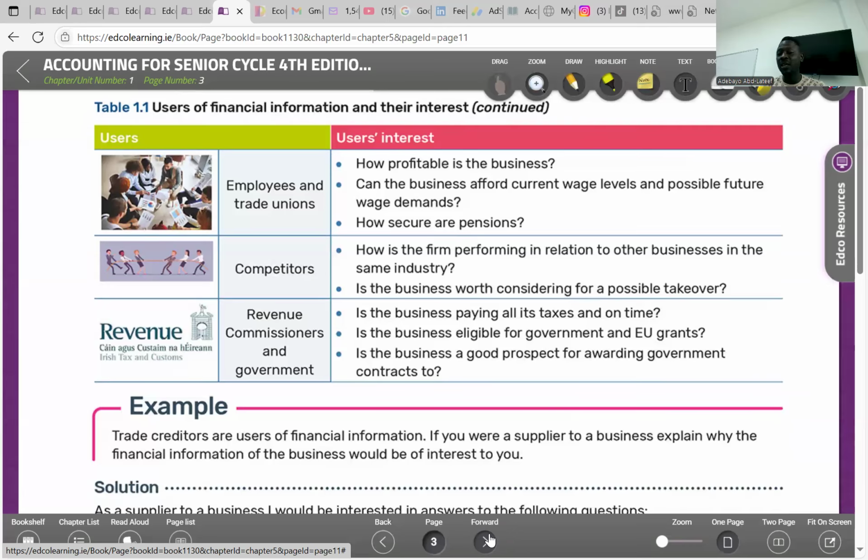Then revenue, commissioners, and governments. Is the business paying all its taxes on time? They want to be sure that the business is paying its taxes as at when due. Is the business eligible for government and EU grants? They want to know if the business has the right to be given a grant from government. They want to be sure that the business is a good prospect for awarding government contracts to. They also want to deal with businesses, but they want to be sure that they are dealing with the right businesses, and that whatever contract they give to those businesses will be executed.